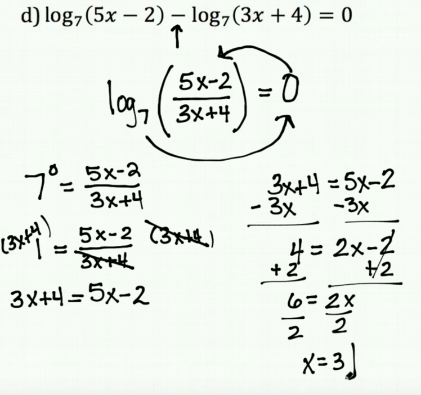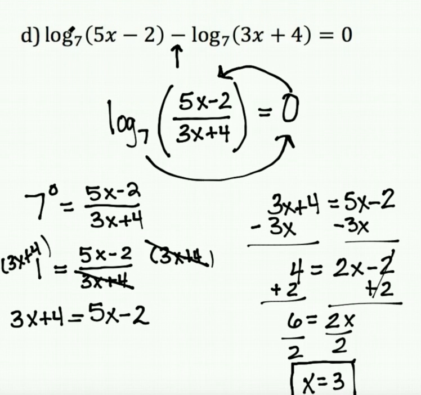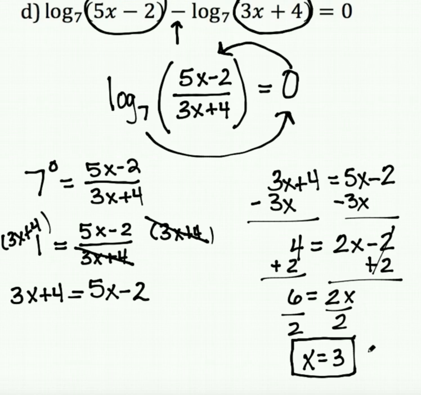Now remember to check. So I'm going to go up and make sure I'm not taking the log of a negative. Well, when I plug in 3 into 5x minus 2, it doesn't give me a negative, so we're good to go. And when I plug in 3 into 3x plus 4, it doesn't give me a negative, so again, I'm good to go. So this checks out. My answer is simply x equals 3.